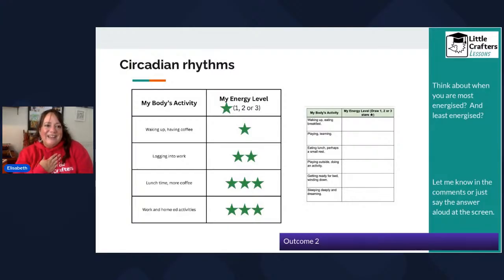So for me, when I wake up in the morning, I need coffee. Until I've had that coffee, I have very low energy. So I've only given myself 1 star for when I wake up. I know there are people like my husband who wake up and already have 3 stars worth of energy. He can wake up and go straight for a run. There is no way I can do that. My personal energy levels are very low first thing in the morning. I am not a morning person.